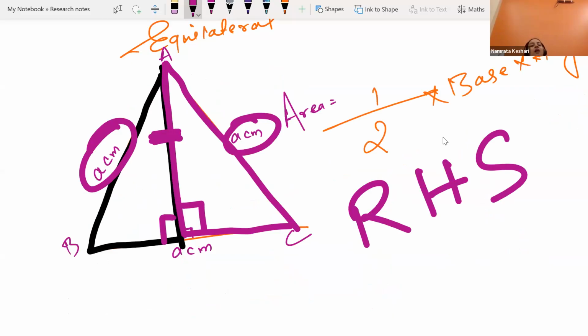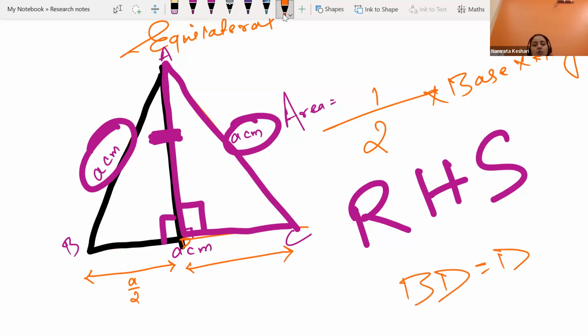If these two triangles are congruent, then we can say that this much will be a by 2 and this much will also be a by 2. That means if the complete length of the side was a, then BD and DC will be the same by CPCT. Yes or no? Yes, ma'am. And if BD and DC are the same, each one will be a by 2. Yes or no? Yes, ma'am.